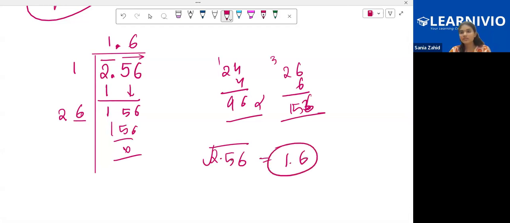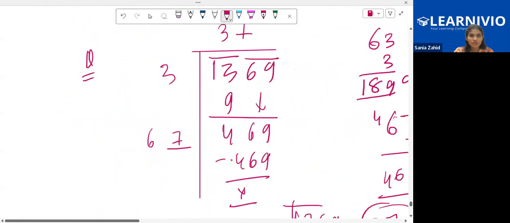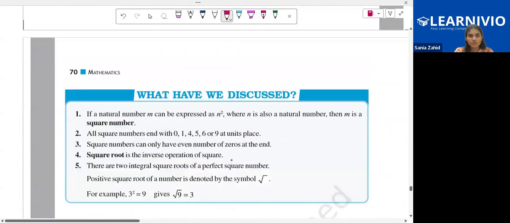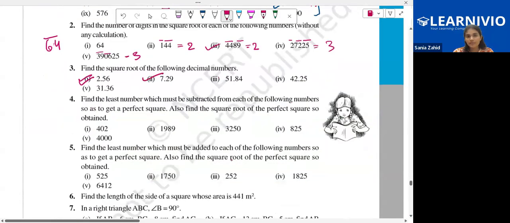Okay, this is how you do. So now you can practice 1 or 2 questions for this also. Practice 2, 3 and 4. Rita, you do this one. Okay, so let's start doing.